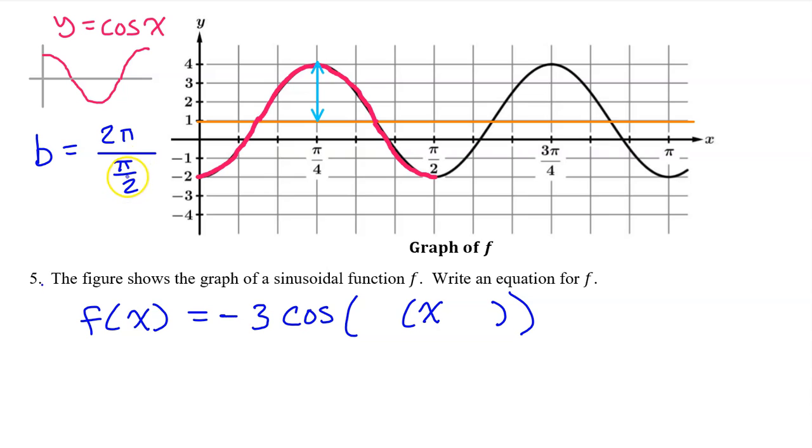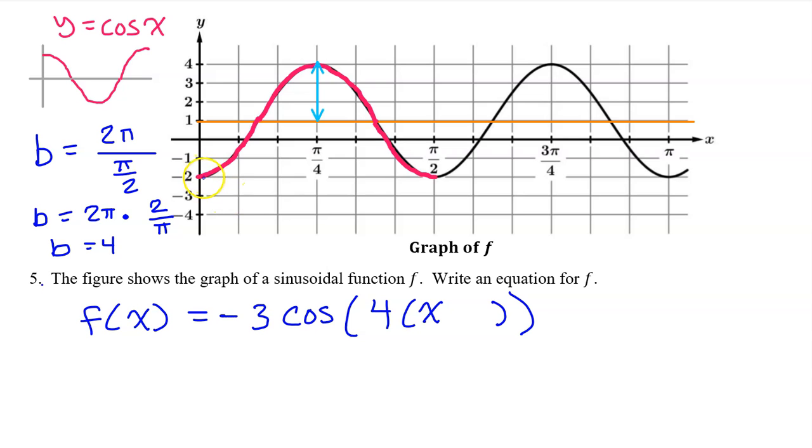When you divide by a fraction, you multiply by the reciprocal. So b will equal 2 pi times 2 over pi. The pi's will cancel each other out because I have one high and one low. That will leave 2 times 2, so b is equal to 4, which goes right here.